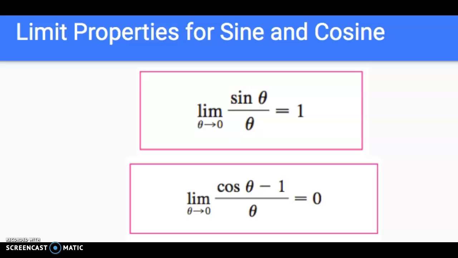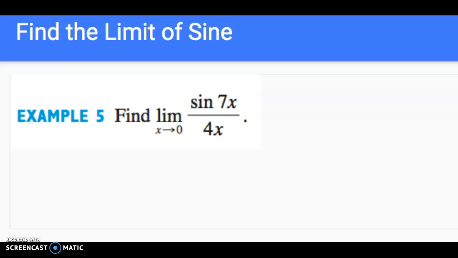In the next example, we're going to use these two properties to help us solve for limits of sine and cosine. So if I can get sine to have a matching theta like this, then it'll equal 1. If I can get cosine to have a matching theta, if it's cosine minus 1, it'll equal 0. So looking at this example right here, what we're going to do is use the sine property and get a matching theta.